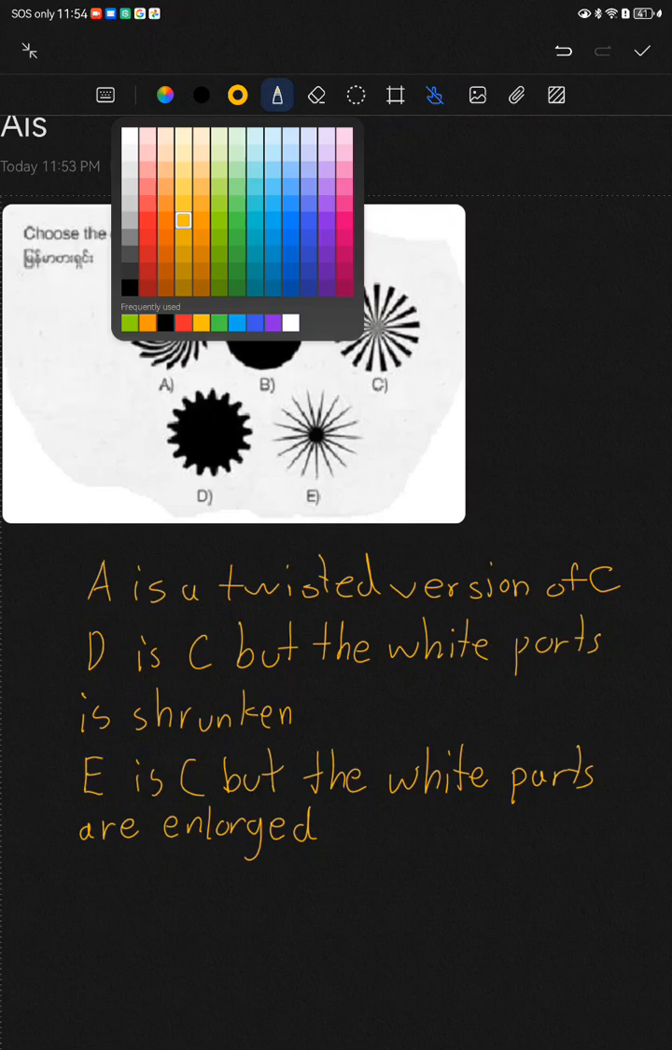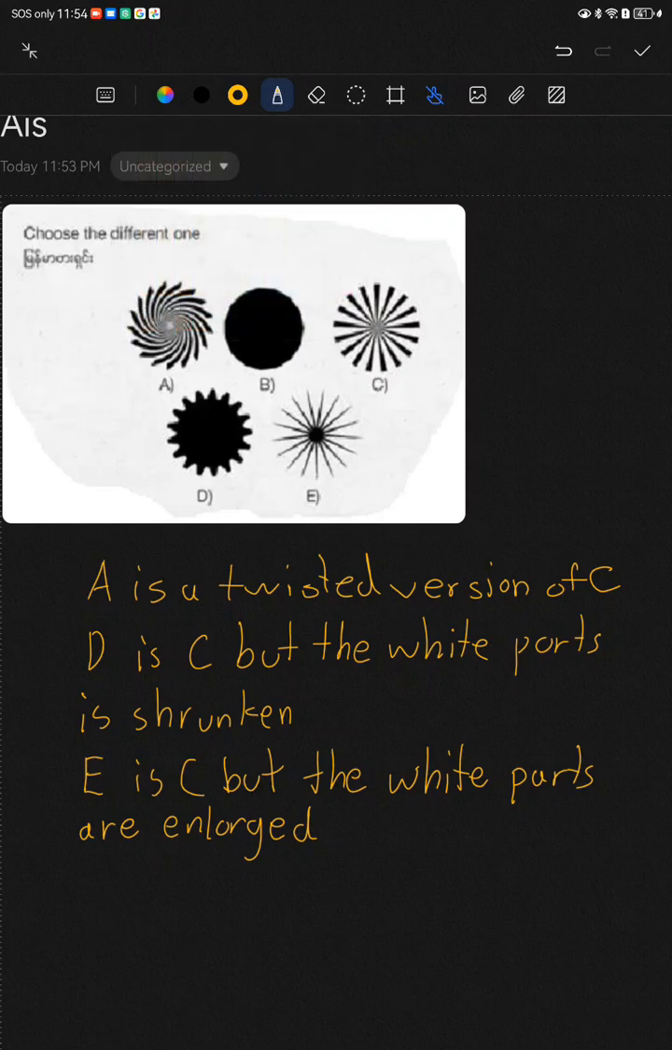But what about B? Well, for B, there are no white parts at all. Why did that happen? Because the blackened parts are not sectors anymore. They have become quadrilaterals like this, and then they filled up the entire shape, and then turned it black.